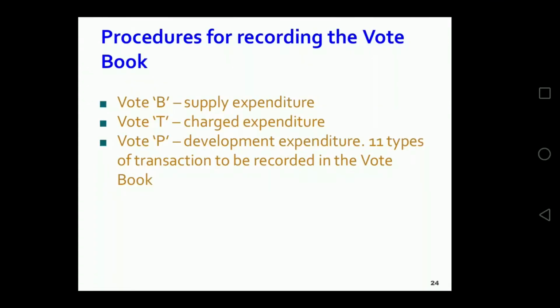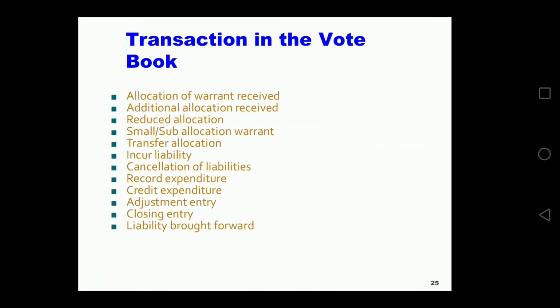I will be presenting on the procedures for recording the vote book. Resource allocation is divided into 2 types of expenditure, which are operating expenditure and development expenditure. Those expenditures have separate votes, that is, firstly, vote B, supply expenditure, vote T, charge expenditure, and vote P, development expenditure. There are 11 types of transaction to be recorded in the vote book.